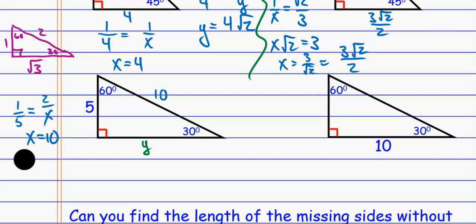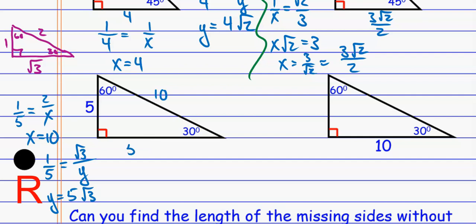So now I have that missing side. And now if I want to solve for y, once again, I set up a proportion here. I would say that 1 goes to 5 the same way that root 3 goes to y. Okay, so I set up my proportion, I cross multiply, and I solve. So I get y equals 5 root 3. And that's it.